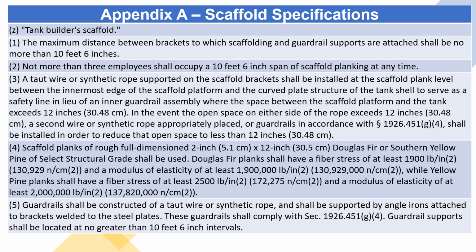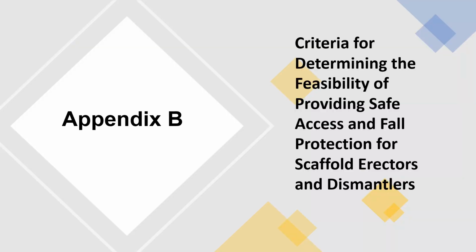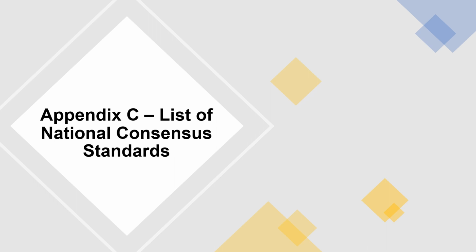These guardrails shall comply with Section 1926.451(g)(4). Guardrail supports shall be located at no greater than 10 feet 6 inch intervals. Appendix B. Criteria for determining the feasibility of providing safe access and fall protection for scaffold erectors and dismantlers is reserved. Appendix C. List of National Consensus Standards.